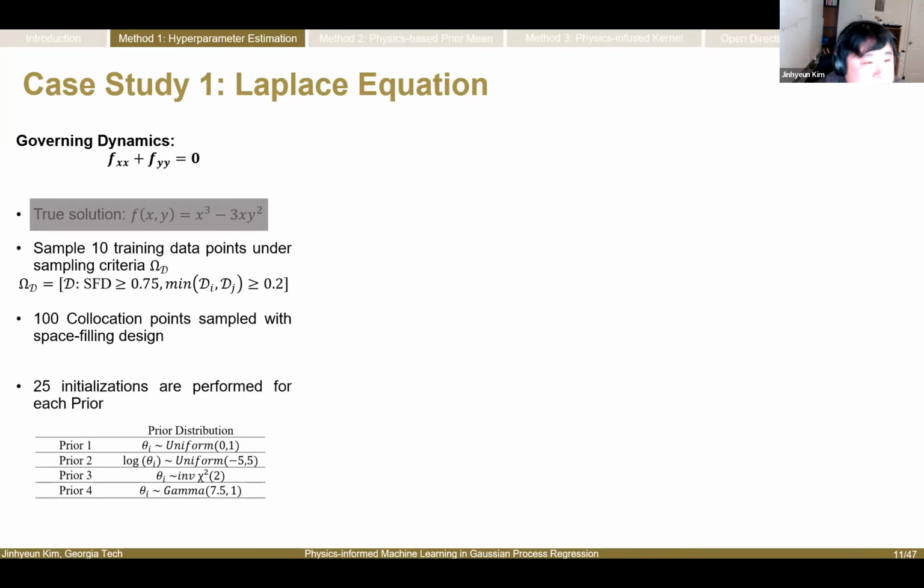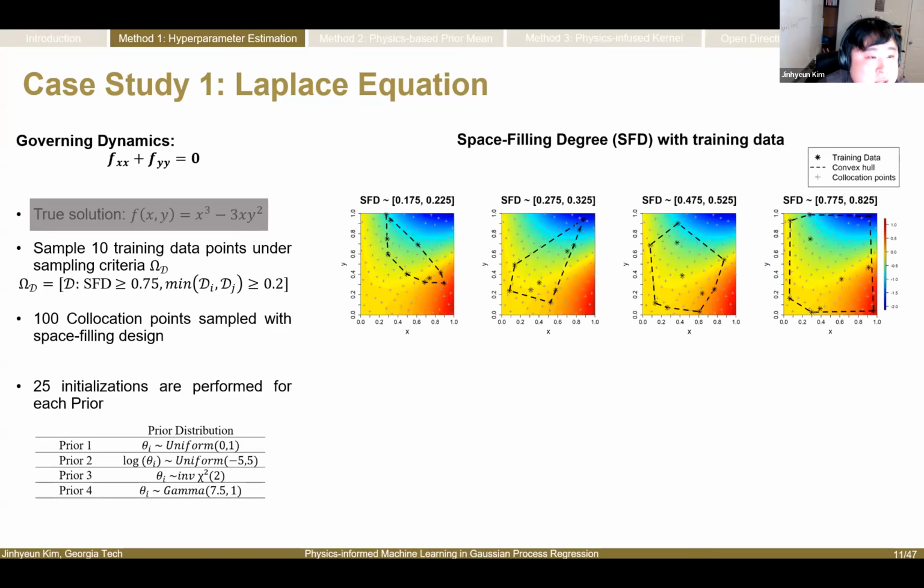To systematically analyze the effect of physics-based penalization, we define the space filling degree, which is the ratio of the convex area constructed with the training data to the area of the entire region. We use around 100 collocation points sampled with space filling design. This PMLE, penalized MLE function, is a non-convex function, so we need different initializations of the hyperparameters depending on different prior distributions, for example prior 1, prior 2, prior 3, prior 4.